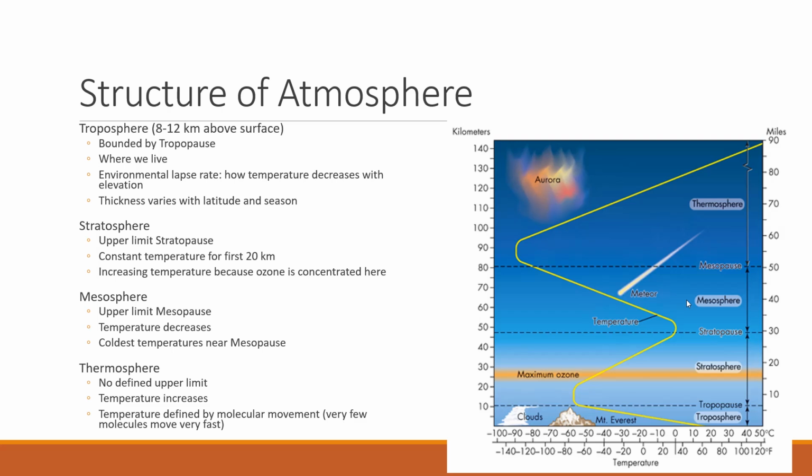And then the upper part of the atmosphere is the thermosphere. It doesn't have a defined upper limit. Here the temperature will just keep increasing. Here temperature is going to be defined by molecular movement. So if you had a thermometer there, it wouldn't actually read these temperatures. We're defining that temperature by how fast the molecules are moving, because the faster the molecules move, the higher the temperature. But there are very few molecules at this altitude, so they are moving extremely fast. So it's kind of an academic definition for the temperature.